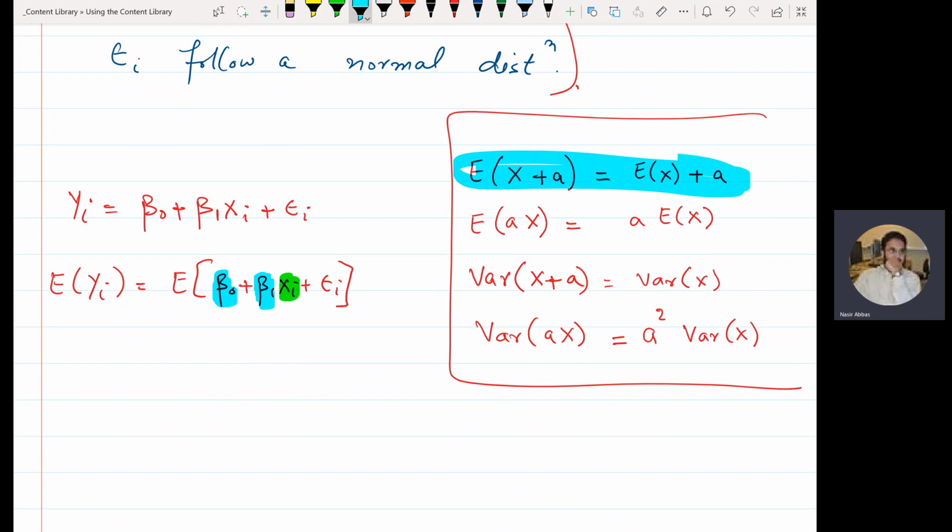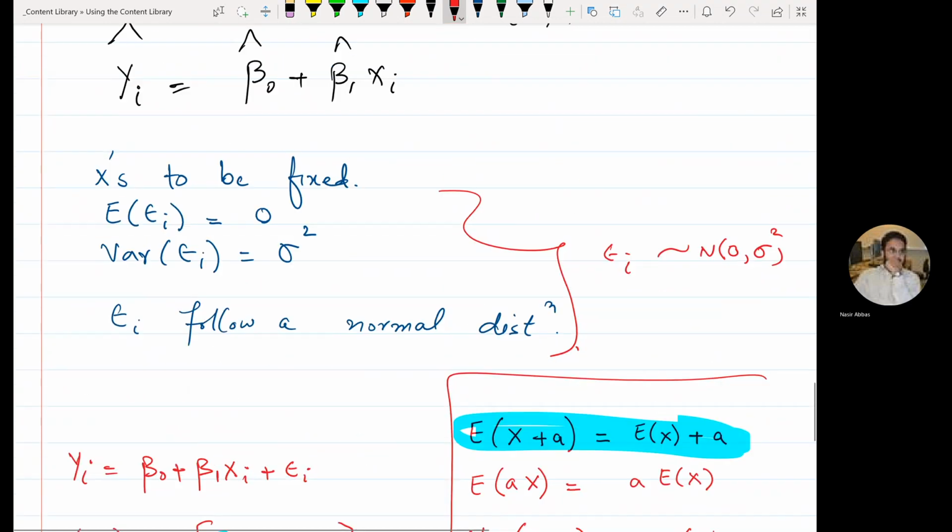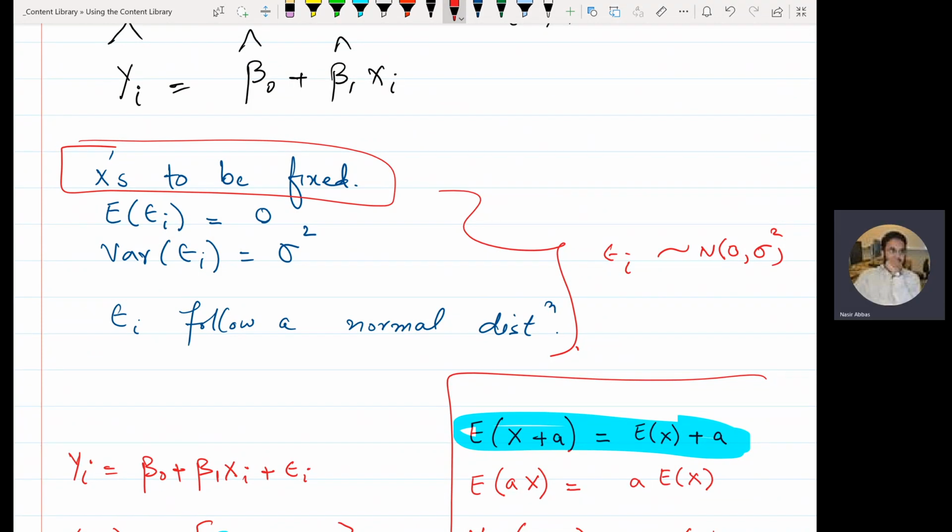The expected value of a variable plus a constant. Now here the variable is epsilon and the constant is beta naught plus beta 1 times x. So the constant will come out, plus the expectation will only be applied on epsilon. True? We are assuming the x is fixed. Fixed means constant.